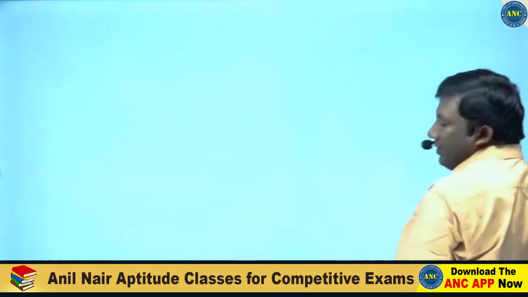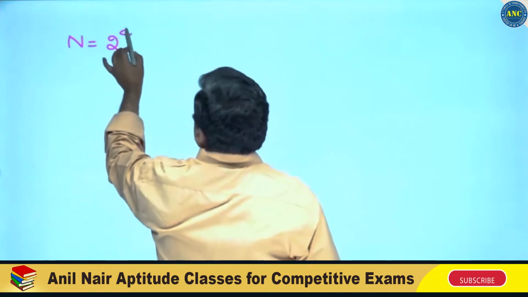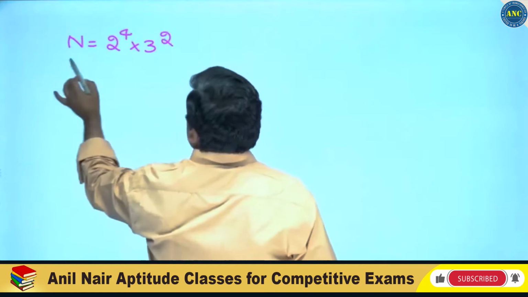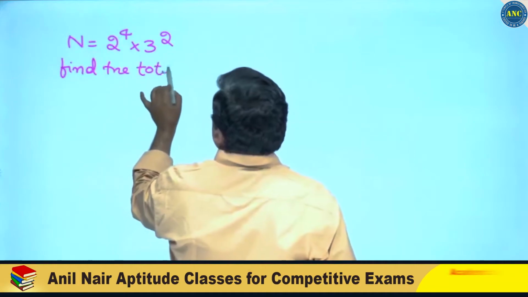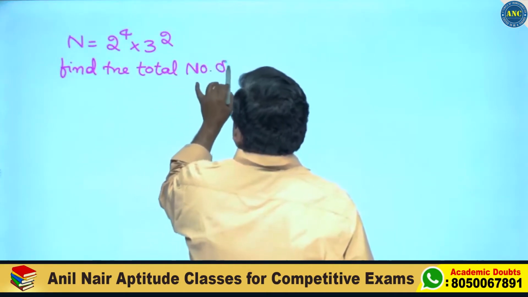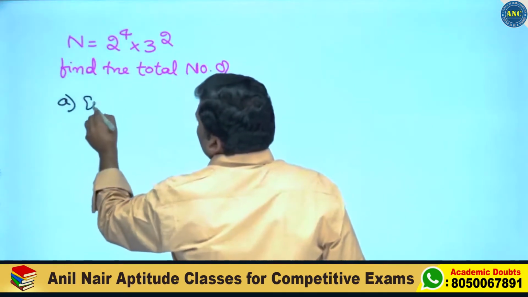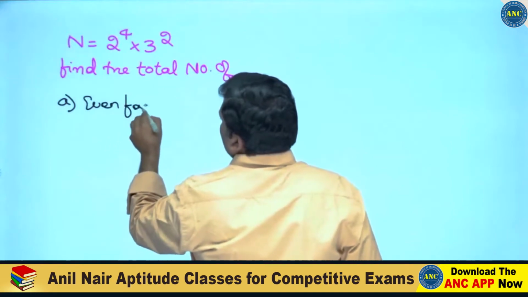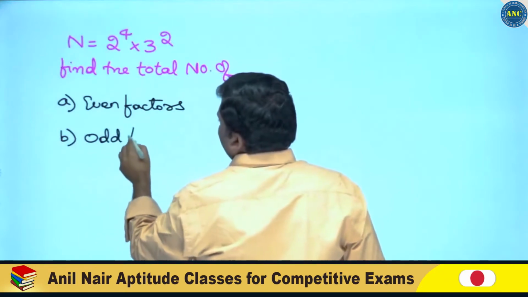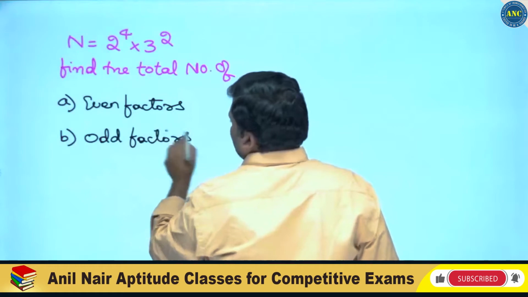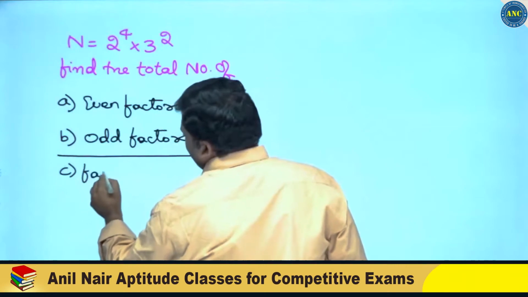Same example we take. N is equivalent to 2 power 4 into 3 square. Find the total number of: now listen carefully. First one, even factors. Next one, odd factors. Even factors, odd factors. I'll put a line here. Same variety: factors which are multiples of 3.